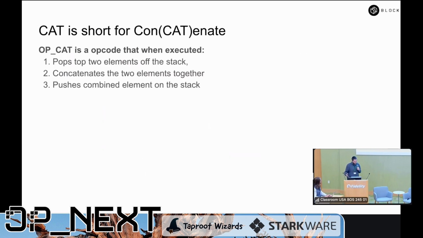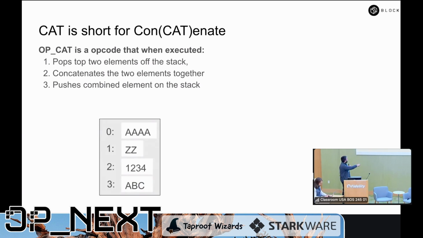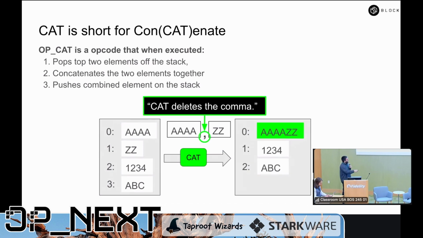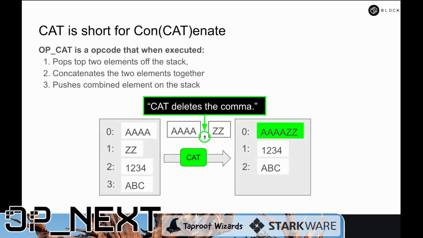So what is OPCAT? Well, the cat is actually short for concatenate. It's an opcode which pops the top 2 elements off the stack, concatenates the 2 elements together, and then pushes the combined element on the stack. It's incredibly simple. If we have a stack here, cat takes the top 2 elements, which would be AAA and ZZ, essentially just deleting the comma here, and pushes this back on the stack.